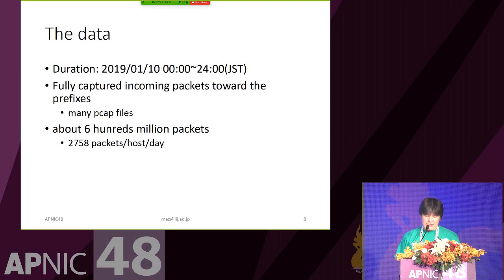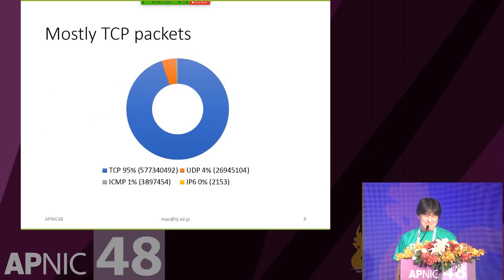So here I use 24 hours of capture data. I just used tcpdump to capture the incoming packets toward the prefixes we announced. We got about 600 million packets. So it's like 2,700 packets per host per day. Yeah, could be, right? Mostly TCP packets, same as our traffic profile of the internet, right?